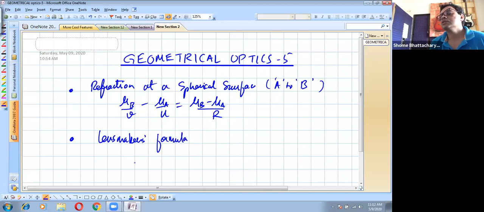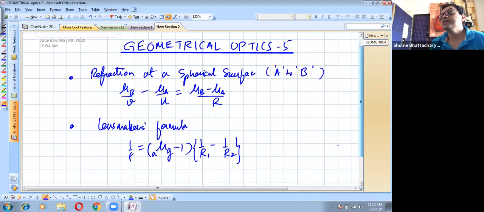So that was 1 upon F is refractive index of glass with respect to whichever medium. So typically it is air, but if the medium of air is replaced with something else, you can equivalently change this term to the refractive index of glass with respect to that medium. And then finally the lens formula.